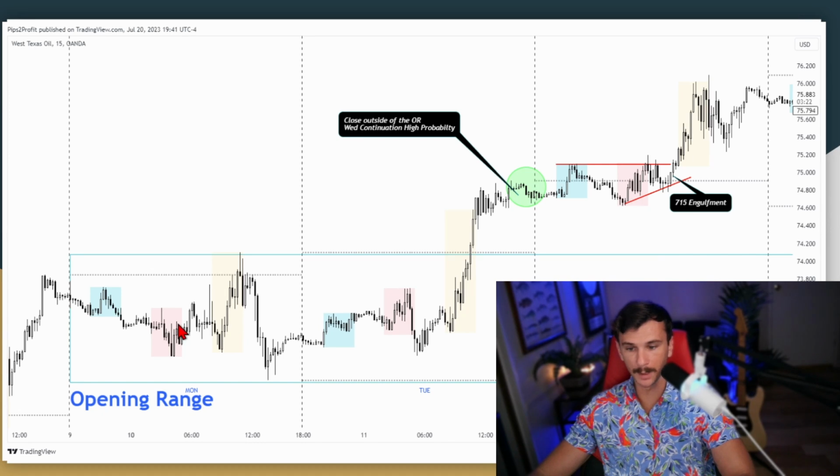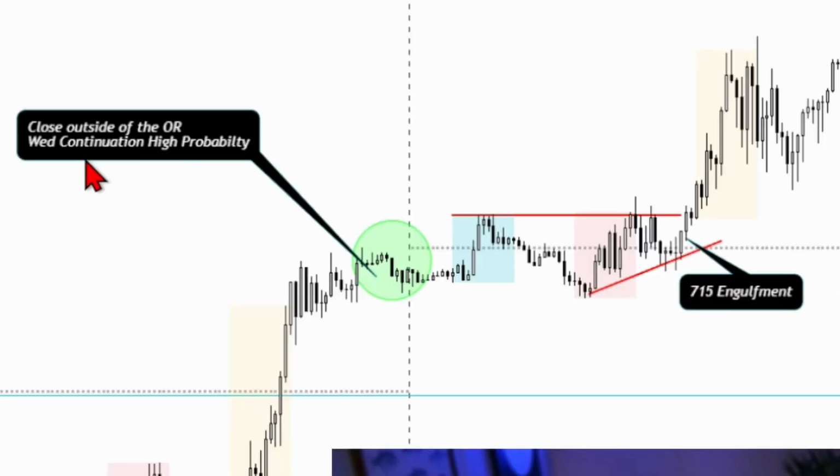Another example of closing on the outside of the opening range. Here is Monday, Tuesday, close outside of the opening range. Probability of Wednesday continuation goes up, but is not guaranteed, but we need market structure to tell us. So we look and we see, well, on the day itself, they have made a higher high. Okay, they made a higher high. That's all we know. And then they've come back down to the low, 3 pushes, gone back up, and attempted to make another higher high and failed, came back down.